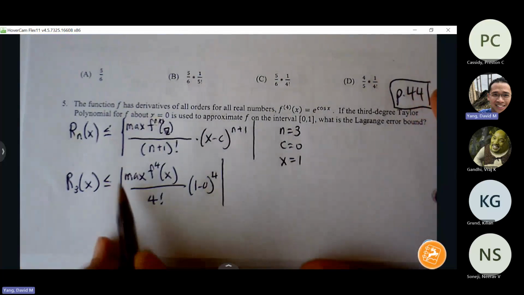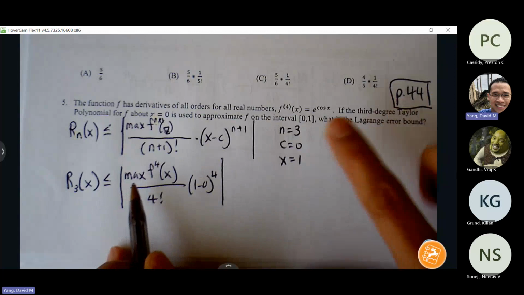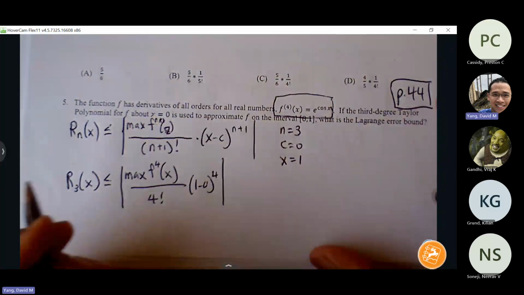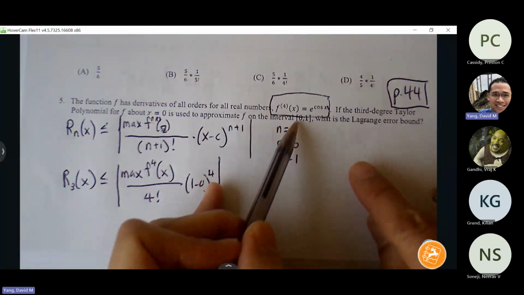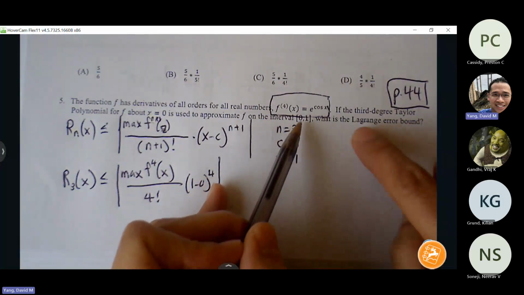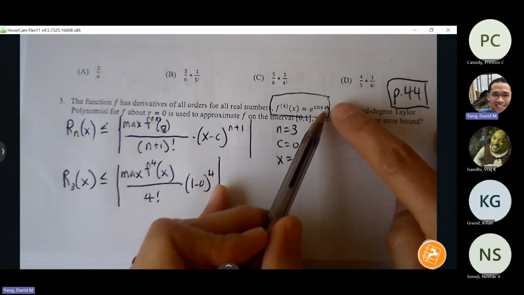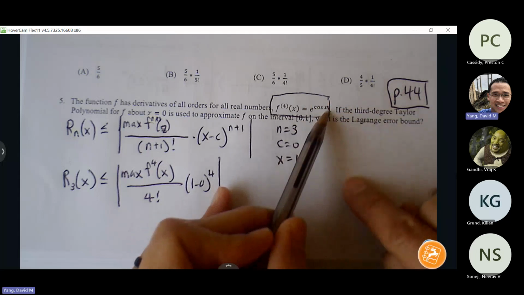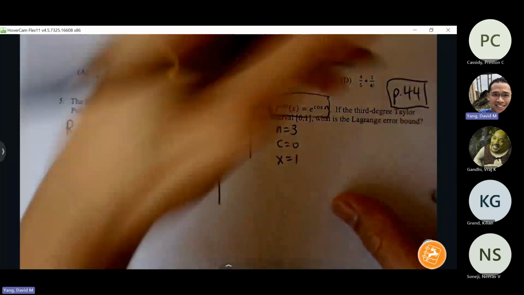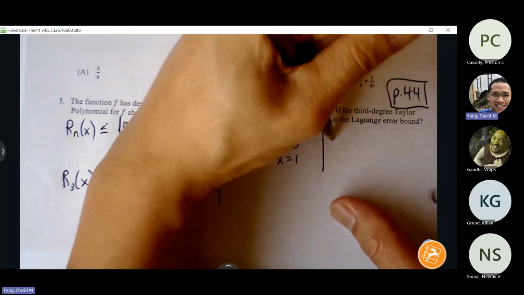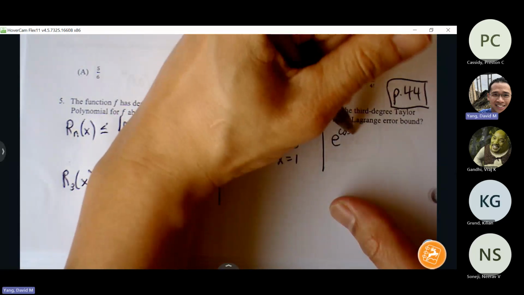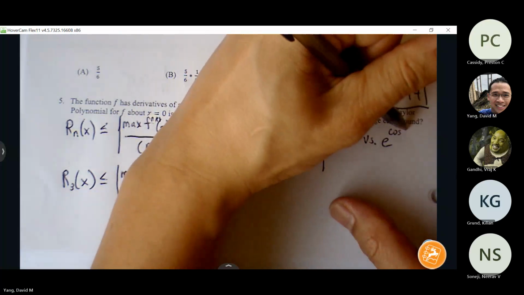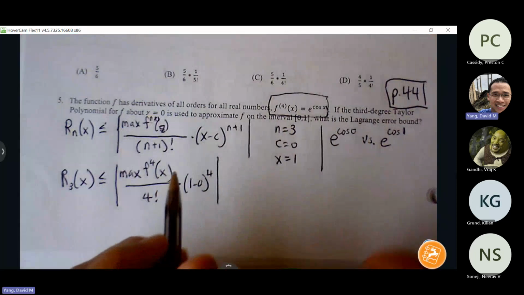So we want to maximize the 4th derivative. We know what the 4th derivative is, so we just have to maximize this value. What I mean by maximize is we have to decide between 0 and 1 which is going to produce the larger value. We're going to insert 0 and 1 in for x and see which one will produce a larger value. So we want to compare e to the cosine of 0 versus e to the cosine of 1. See which one is larger.